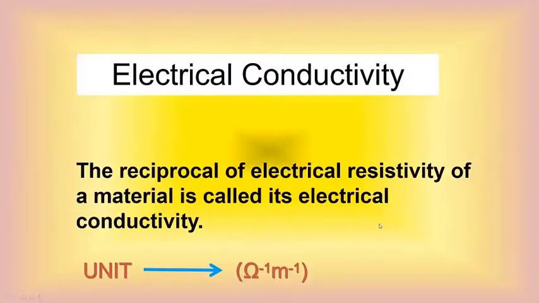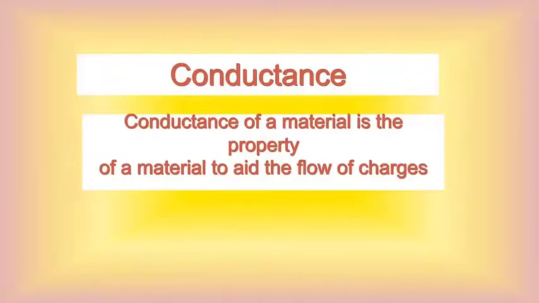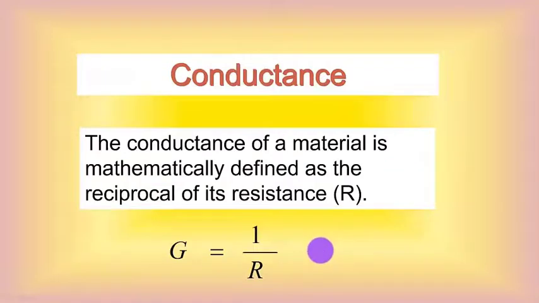Now let us switch over to electrical conductivity. Before that, we have to know what is conductance. Conductance of a material is the property to aid the flow of the charges, and the conductance of a material is mathematically defined as the reciprocal of its resistance. We know R is the resistance, and conductance is denoted by the letter capital G. Capital G is equal to 1 by R. Here R is the resistance.